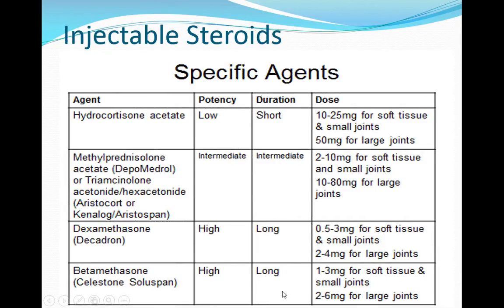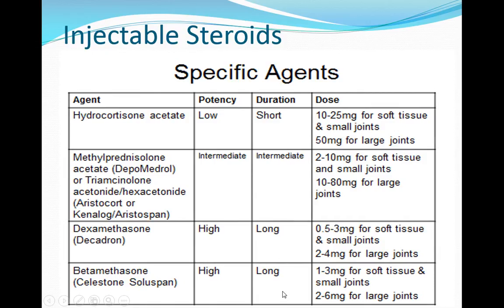We can do injectable steroids. Injectable steroids are great for flare-ups, and I put this in here because I found over the years that there's nowhere that pharmacy students get injectable steroids, all right? So these are the ones that we use. You can see the potency listed and how long it works.